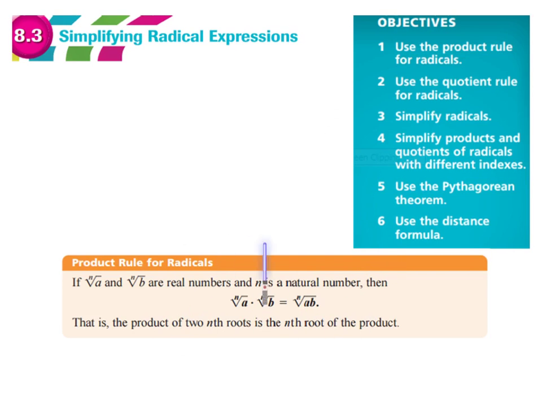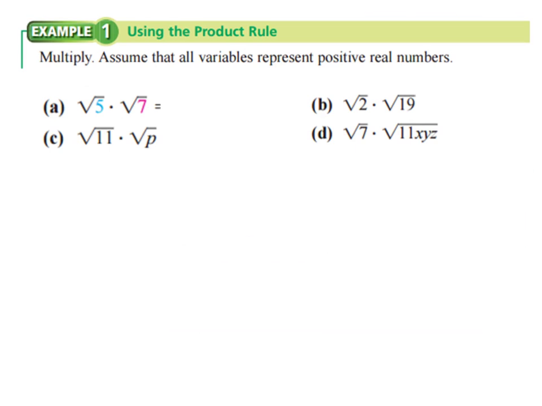We'll start with our product rule for radicals. So as long as the nth root of a and the nth root of b are real numbers and n is a natural number, then if you have the nth root of a being multiplied by the nth root of b, so you're finding that product, you can write that as the nth root of a times b. Likewise, if you have the nth root of a product, you can split that up as the nth root of a times the nth root of b. So again, it works both directions. We'll use that kind of going both ways as well.